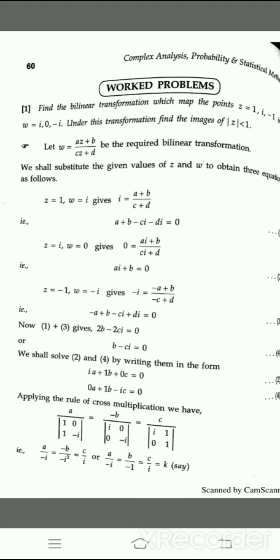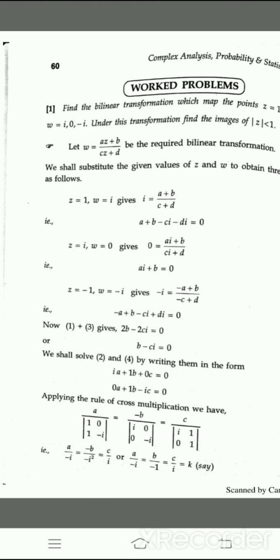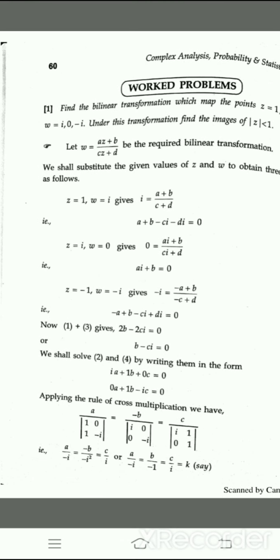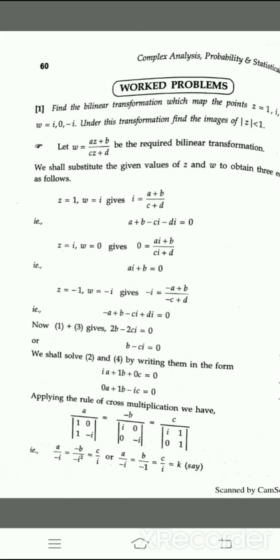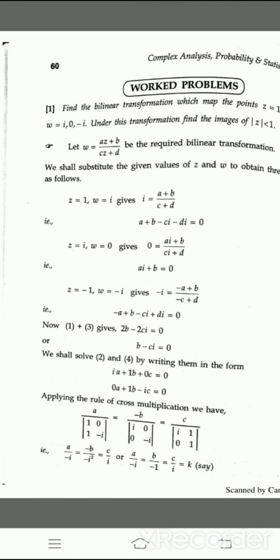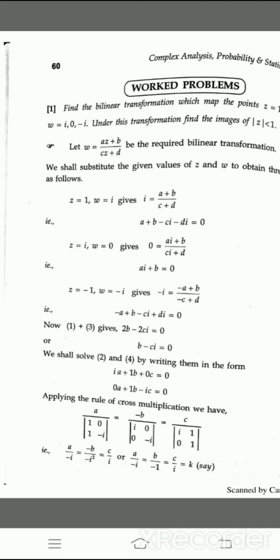First you have to take z is equal to 1, then w is equal to i, which gives i is equal to (a plus b) divided by (c plus d). A plus b minus ci minus di is 0. So z is equal to i, then w is equal to 0, which gives (ai plus b) divided by (ci plus d) is 0. So what is the value? The value is minus a plus b minus ci plus di is 0. Give these equation numbers 1, 2 and 3.